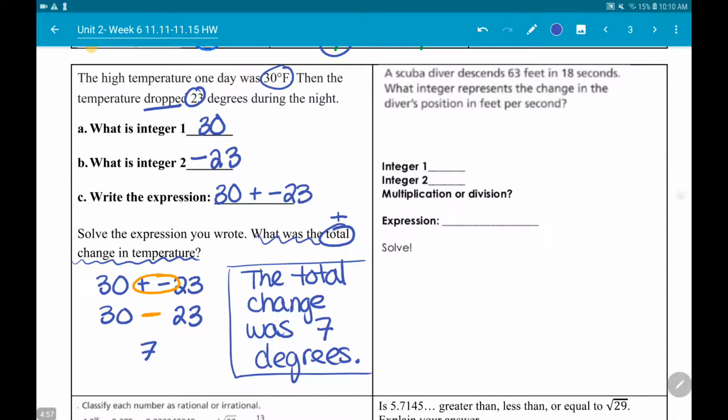Okay, let's do it again. A scuba diver descends 63 feet. Descends means, what does it look like? It means go down. So that means negative 63. This happens in 18 seconds. Time is always going to be positive. We don't go back in time. All right, what integer represents the change in the diver's position in feet per second? So this per tells me that I'm going to do the operation of division. So it's going to be negative 63 divided by 18.